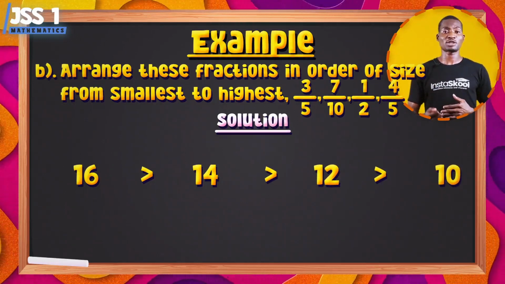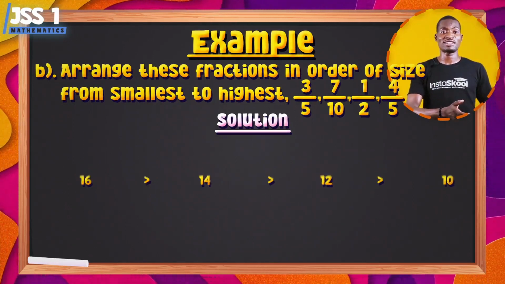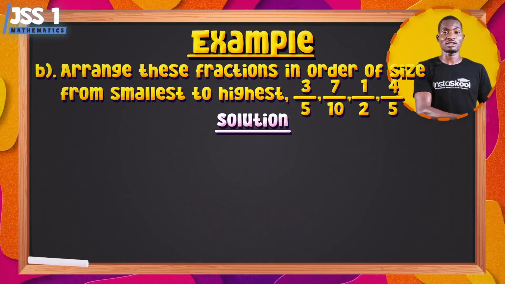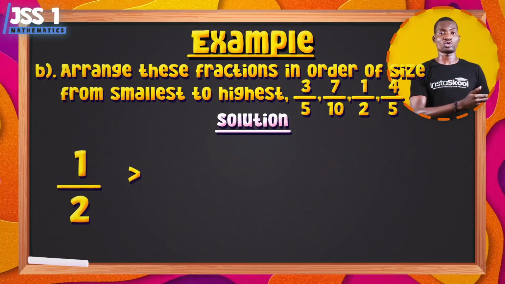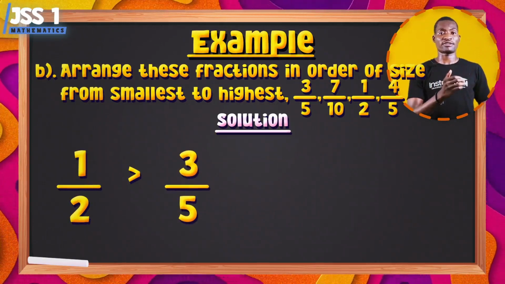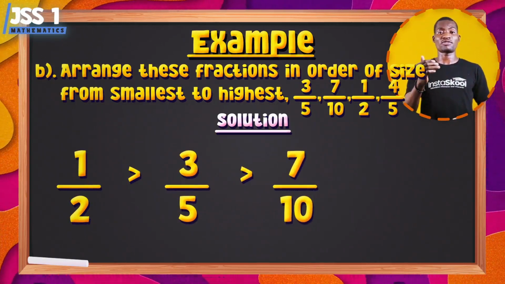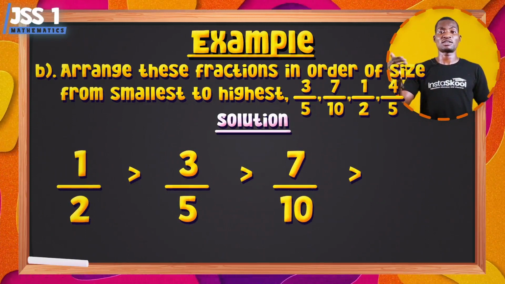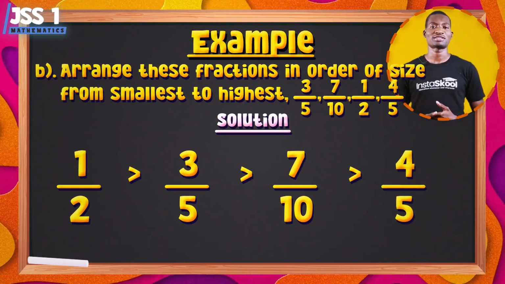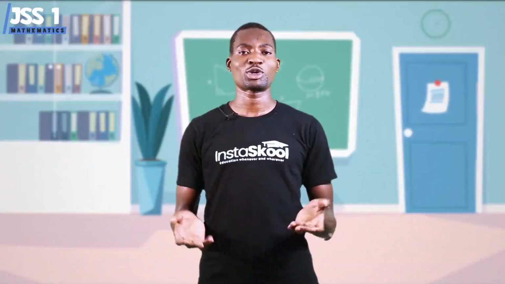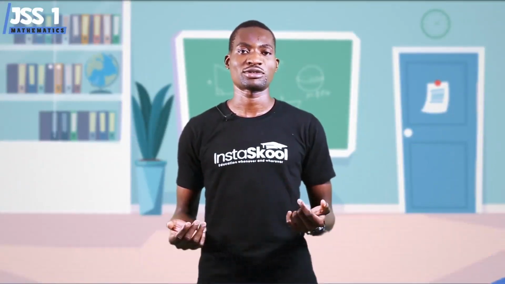So to order these fractions in ascending order, that is from the smallest to the biggest, we would have 1 over 2, 3 over 5, 7 over 10, and finally 4 over 5. Moving on now to the next section of this lecture, I'm going to be talking about decimals.